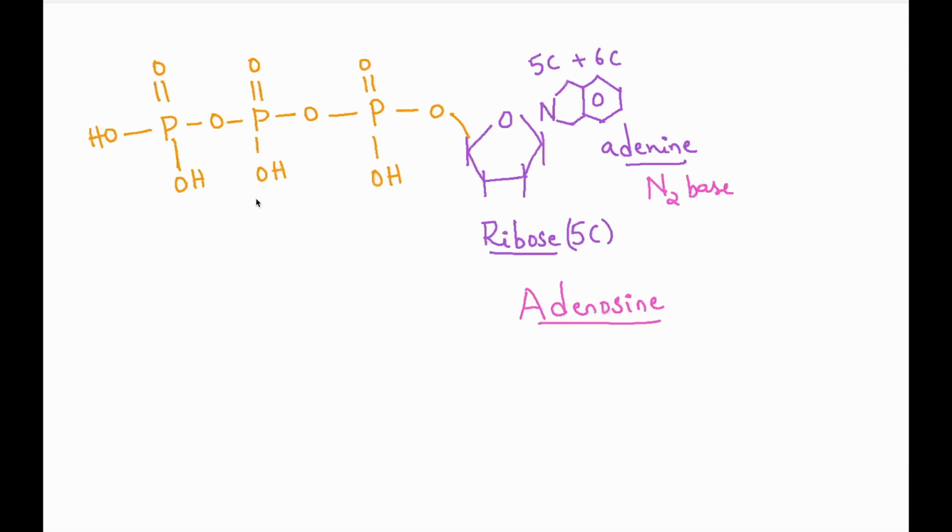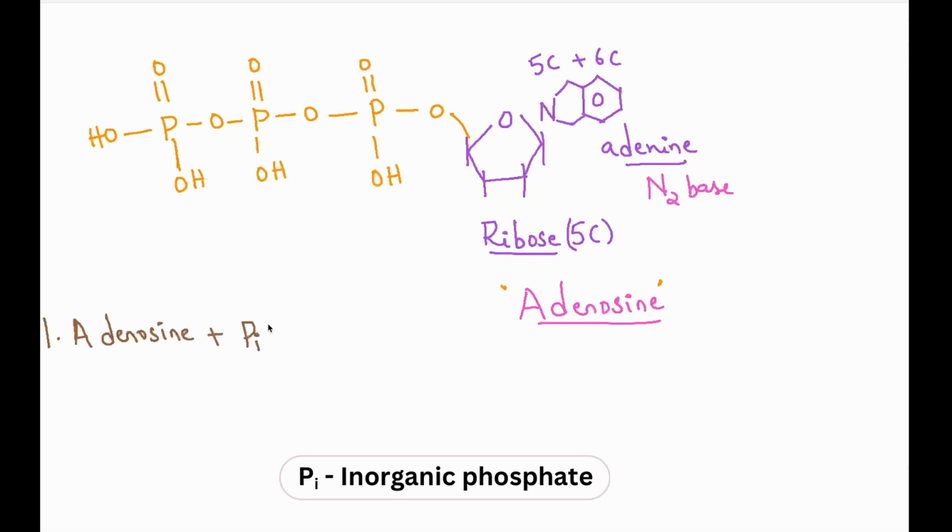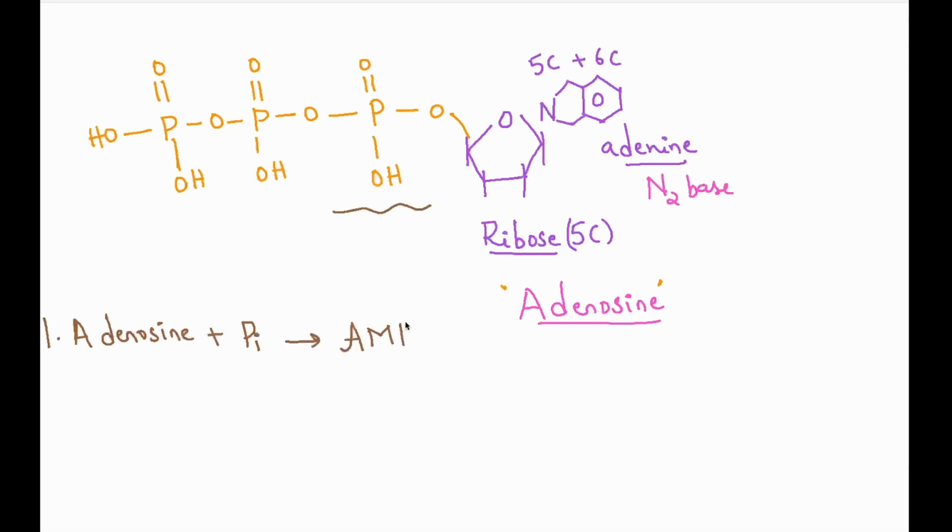So this is the basic structure of ATP. First, we derive the adenosine, and to the ribose sugar, we have three phosphate groups attached. Okay. So adenosine plus one phosphate group, which is this one, would give us AMP, or adenosine monophosphate. Monophosphate. So mono refers to the single phosphate group.